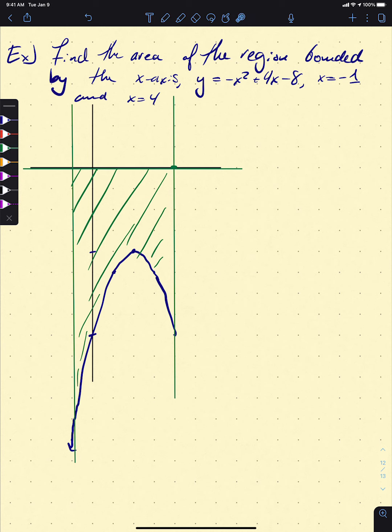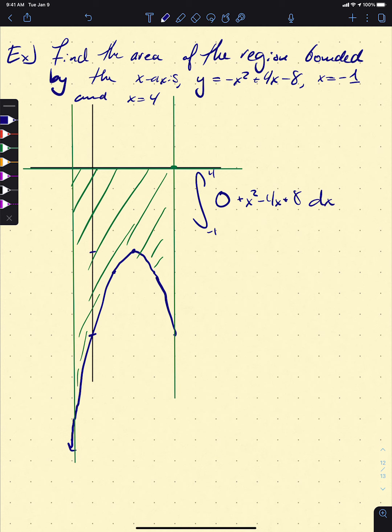And since we sort of think vertically, this is going to be the integral from negative 1 to 4 of, well, between my x-axis, which is going to be 0, because that's the larger function, minus this guy, so minus a negative x squared, so plus x squared, minus 4x plus 8 dx.